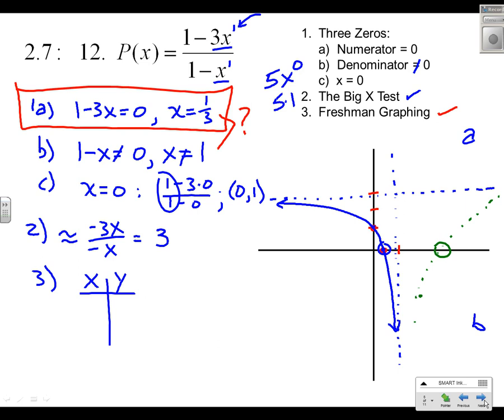I would just like to know how high. So I think I'm going to put the value 3 into my function. That's part of step 3, freshman graphing. So I put in 3, and I get 1 minus 3 times 3, all on 1 minus 3. I get negative 8 on negative 2. I get 4. So 3 gets me up to 4, and I am up in here. Is that right? If I put 3 in there, I get 9. I get negative 8. Yep. 3 gets me up to 4. And I've got a function that must be up in here.